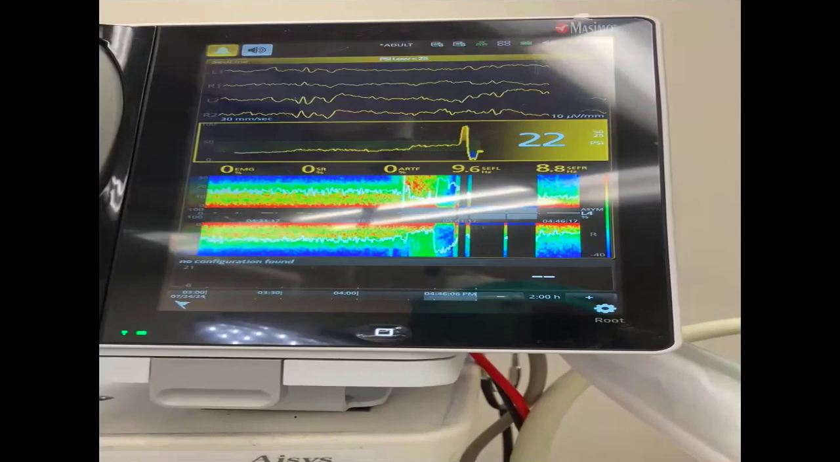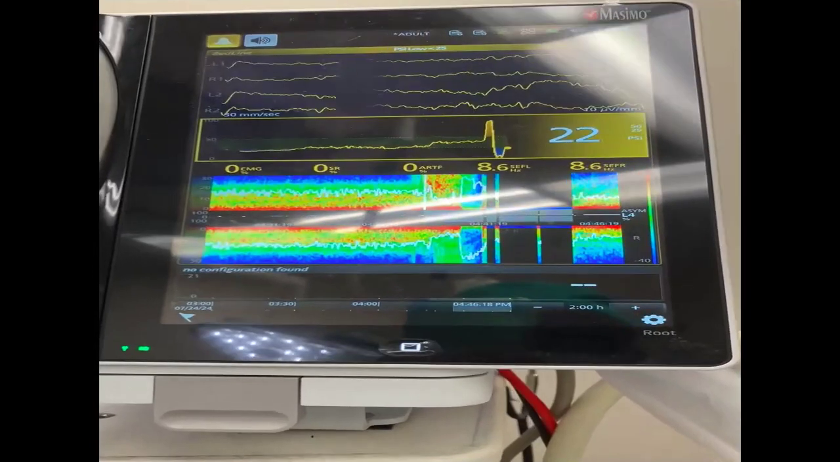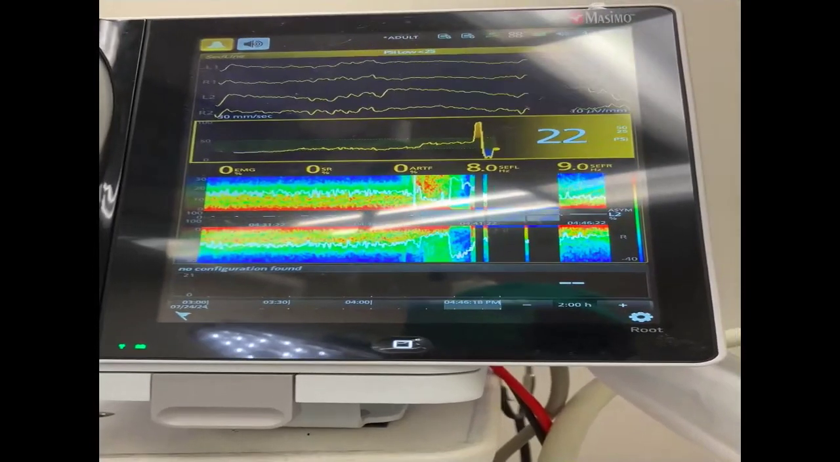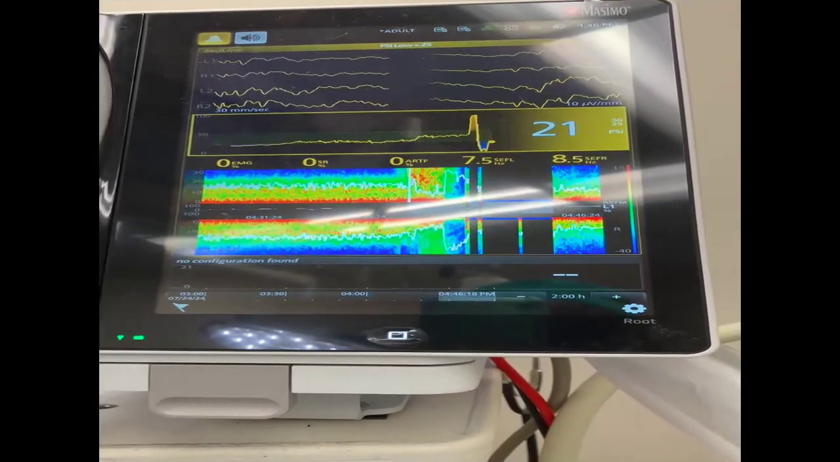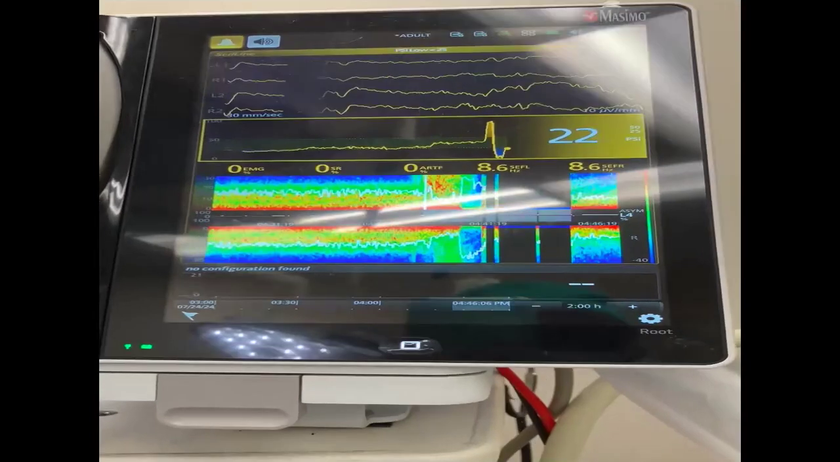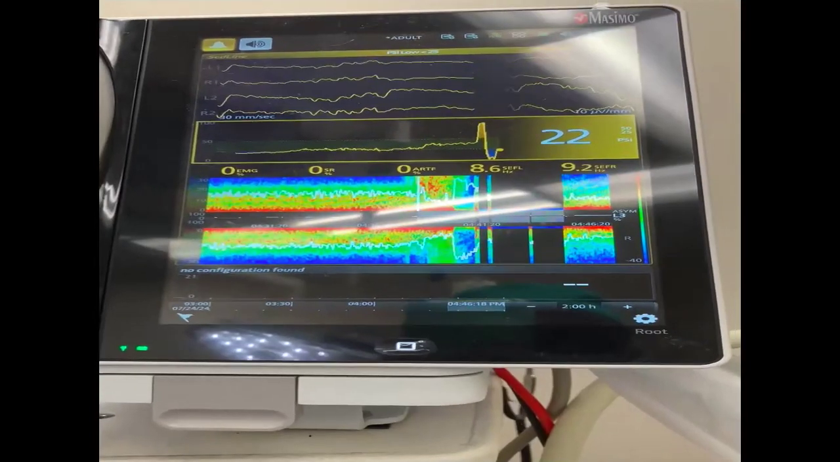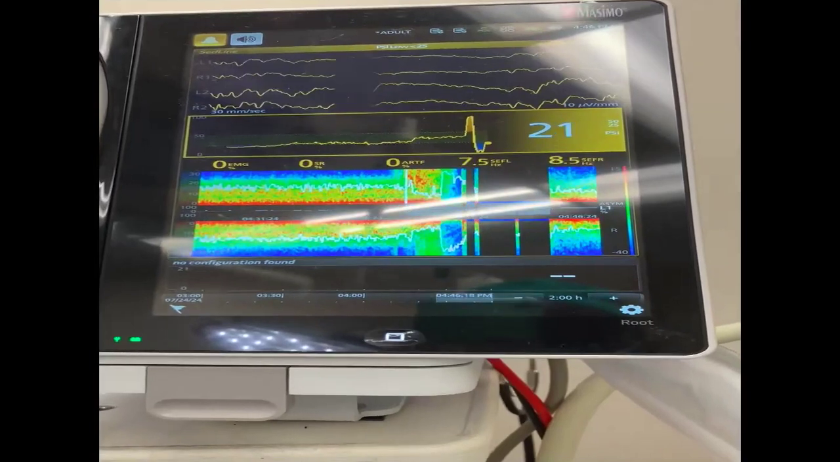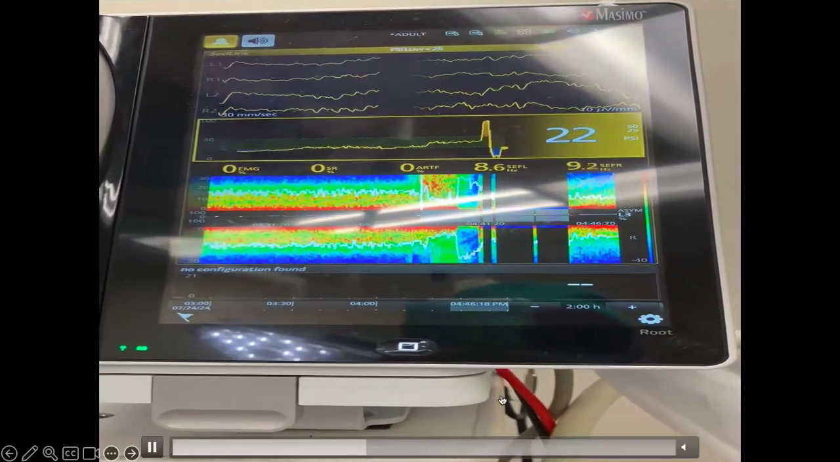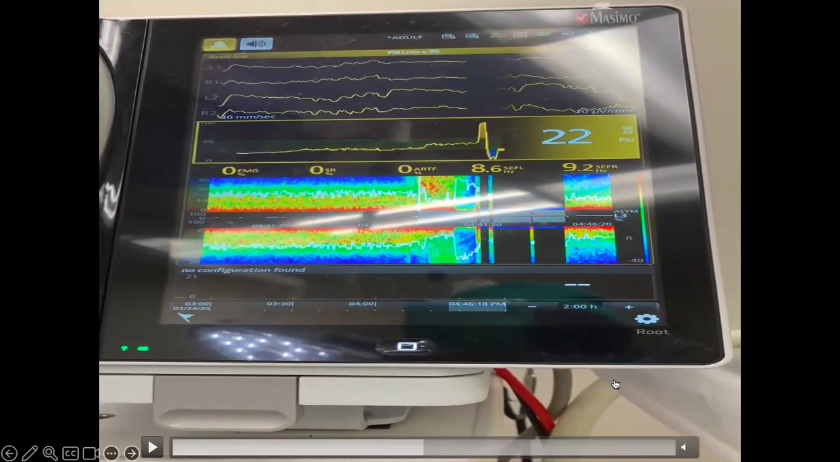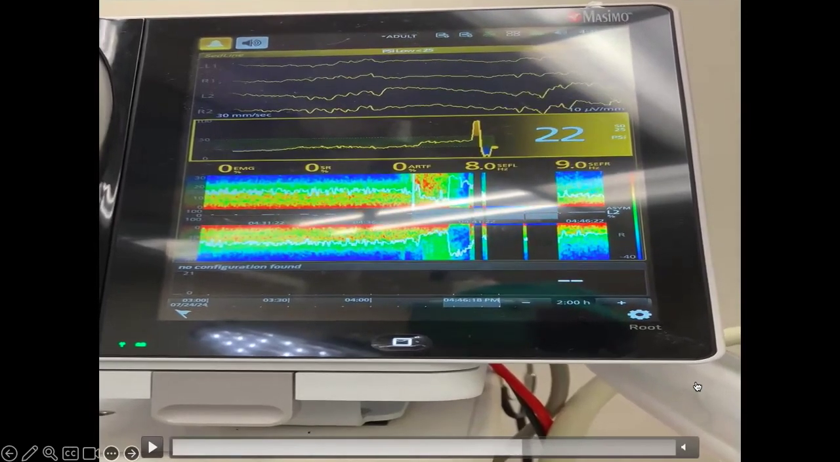Ideally, we do not want our patients to be at this level for a prolonged period of time, because if the patient is in a state of burst suppression for a prolonged period of time, they have a higher risk of developing post-op delirium. And that's what we want to avoid, especially in the elderly patients.